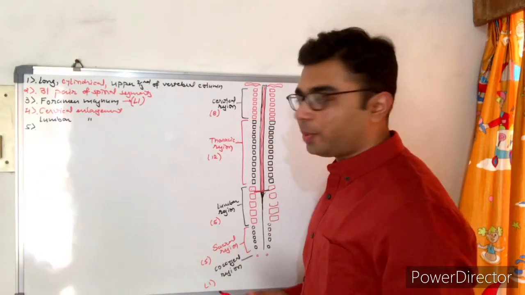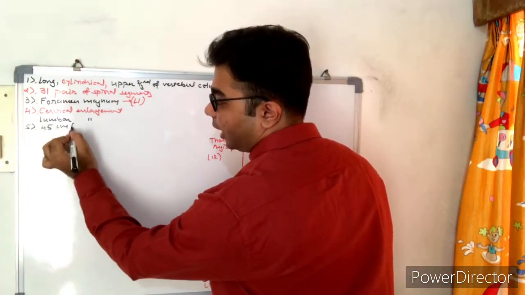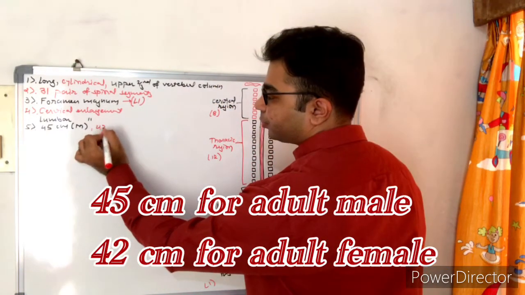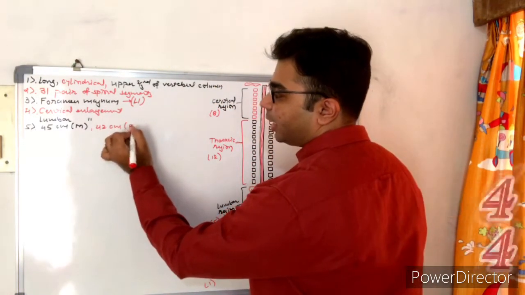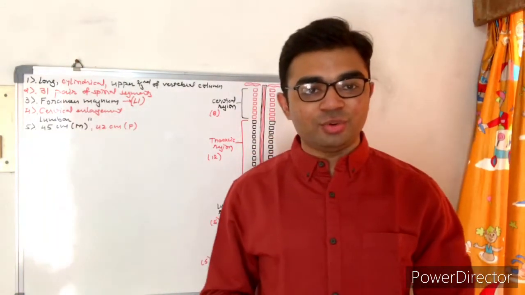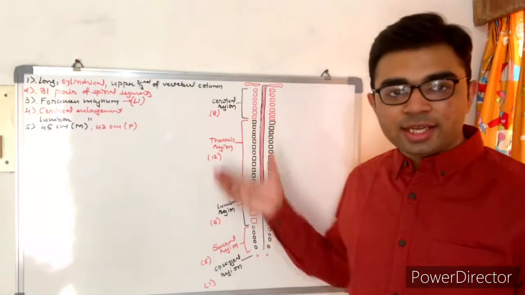Next, a very important thing is the length of the spinal cord. The length of the spinal cord is 45 centimeters in an adult male and 42 centimeters in an adult female. So these are the basic points that you need to remember whenever you are studying the spinal cord.